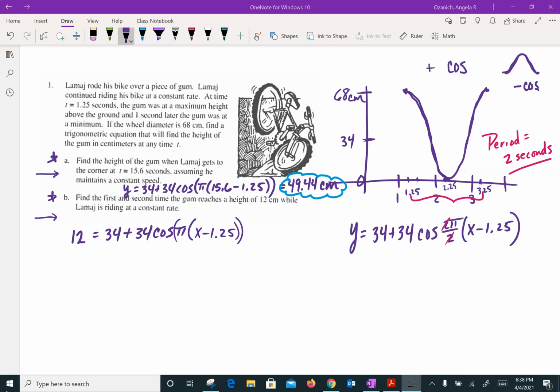Okay, ta-da! There it is. So you can see that we have our equation. Double check your equation against that. You can see we've already done part A. The answer is given right here in the cute blue cloud.